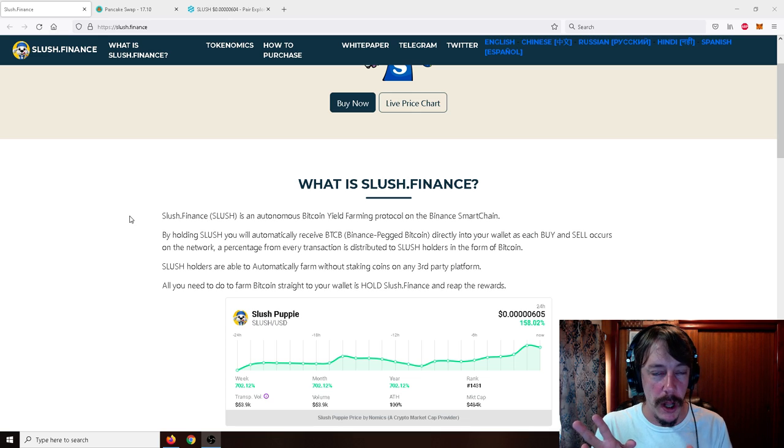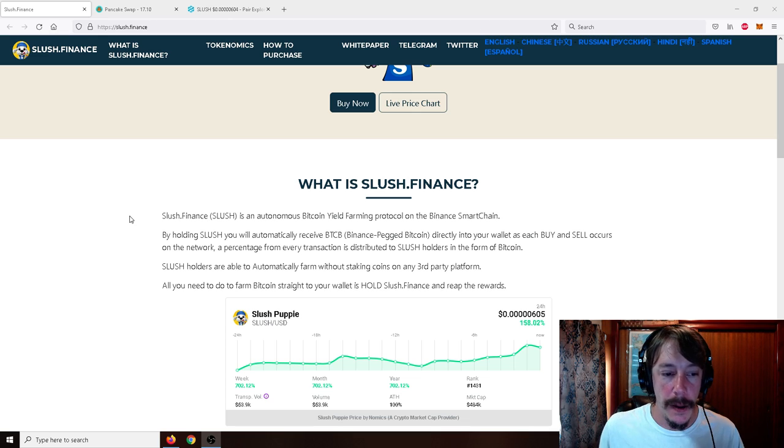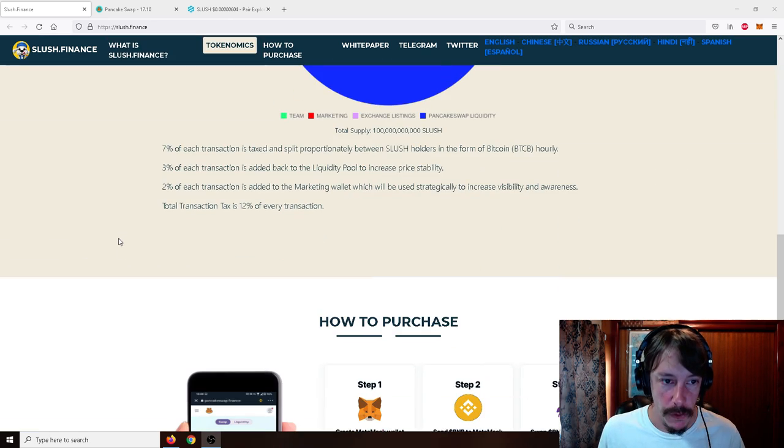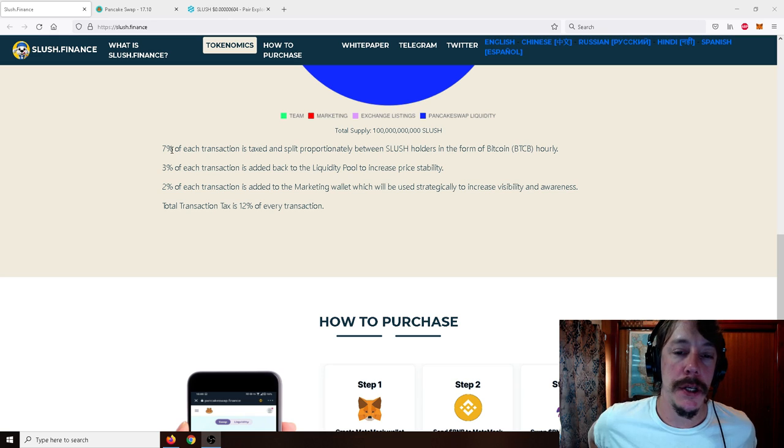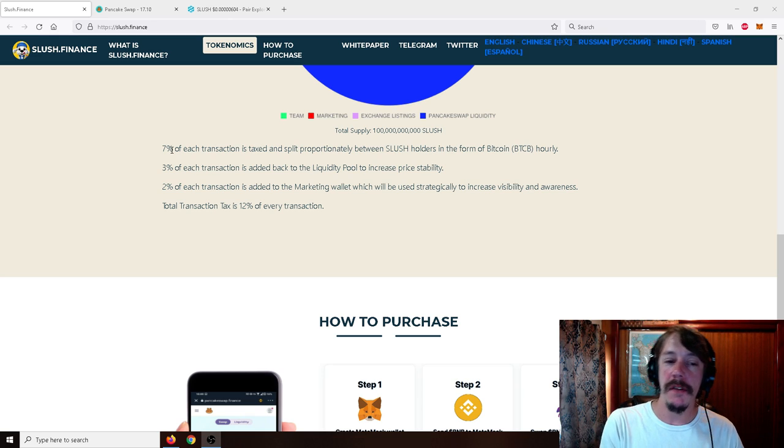Basically, you just hold it in your wallet, and every 60 minutes, you're going to reap the rewards of Bitcoin straight to you. So 7% of every transaction is taxed and split proportionally between Slush holders in the form of Bitcoin, in the form of BTCB, hourly. So every 60 minutes, you're going to get a little portion into your wallet. 3% of each transaction is added back to the liquidity pool. 2% of the transaction is added to their marketing wallet to increase visibility and awareness.